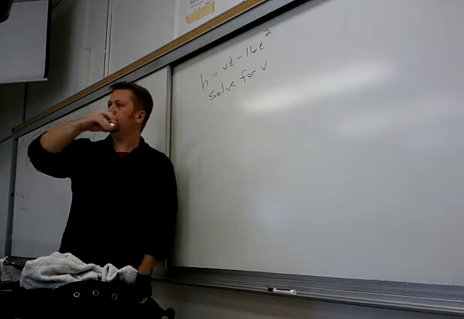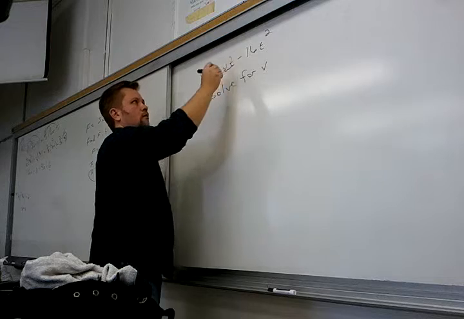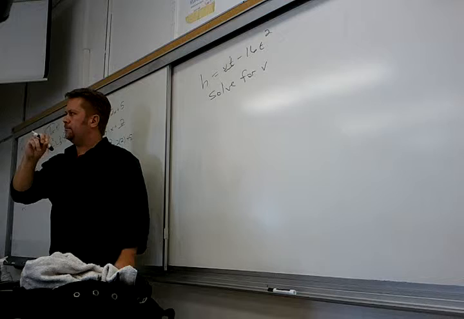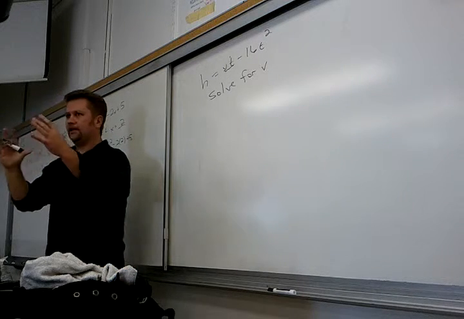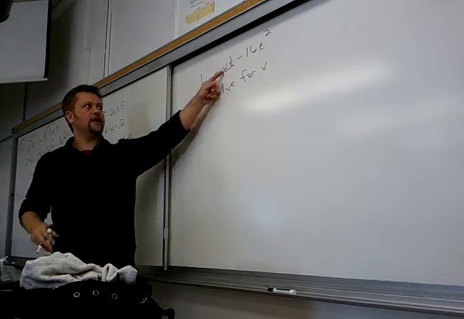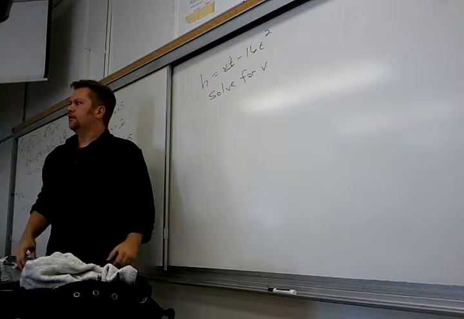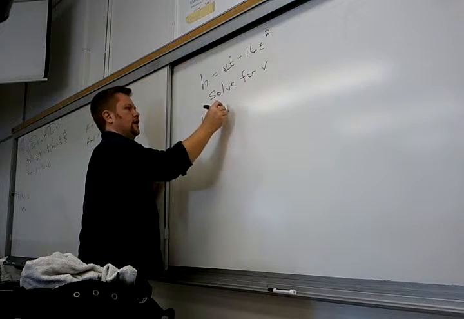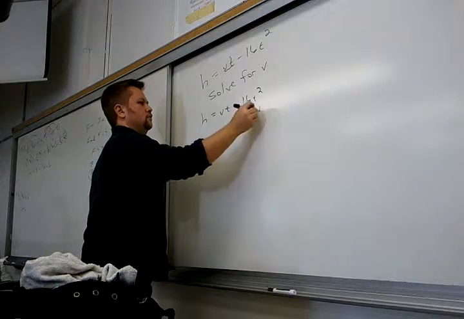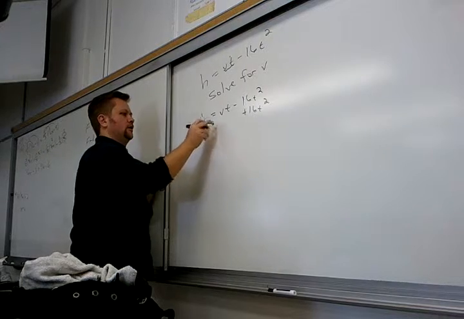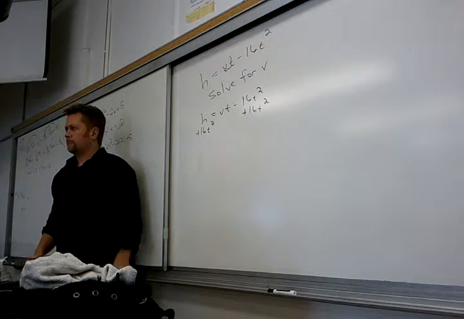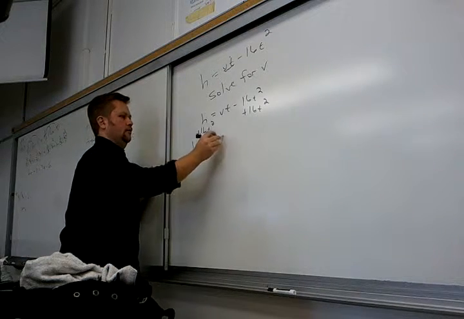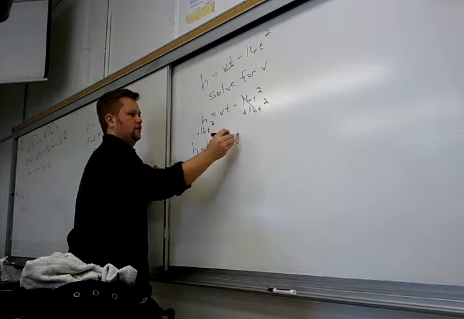With the t. So what would I do first? I'd add 16t squared. Get the thing with my variable in it by itself, right? Isolate where my variable is. Don't divide yet. That'll make things more complicated. You'll have fractions with variables in them. So if I add 16t squared to both sides, what is h plus 16t squared? H plus 16t squared. I love it. Equals vt, and then I'm almost done.